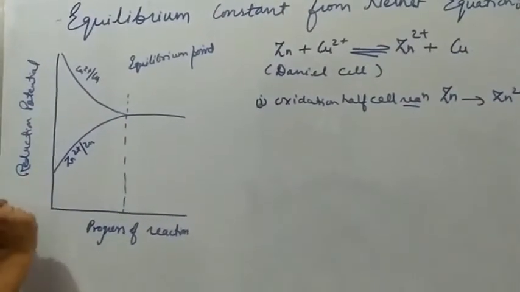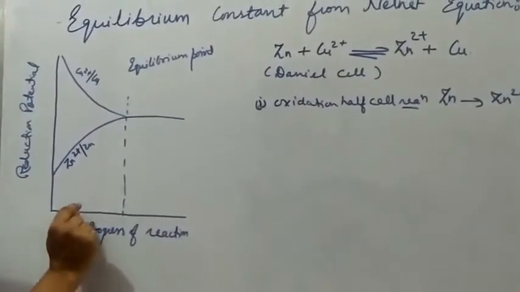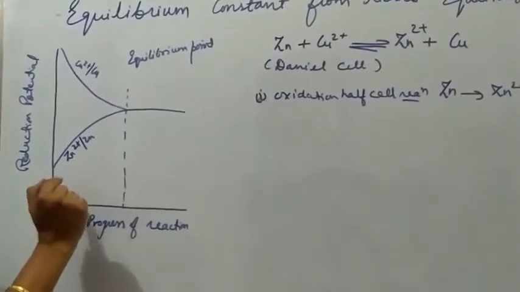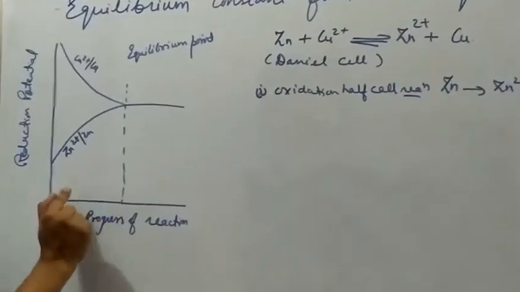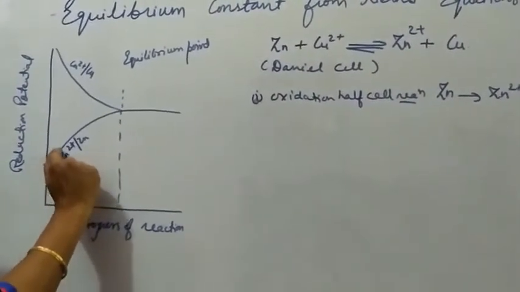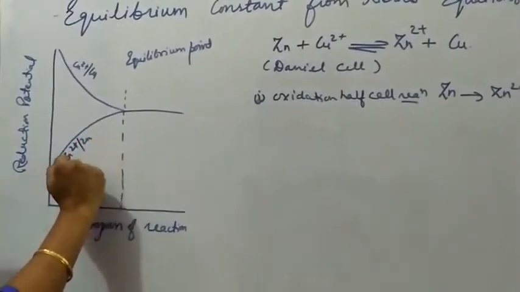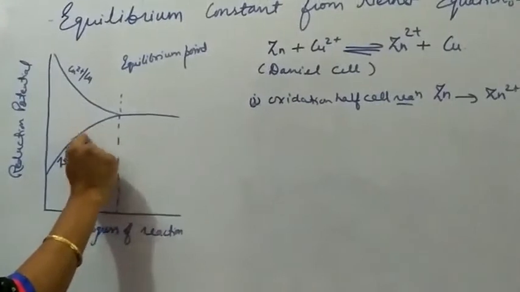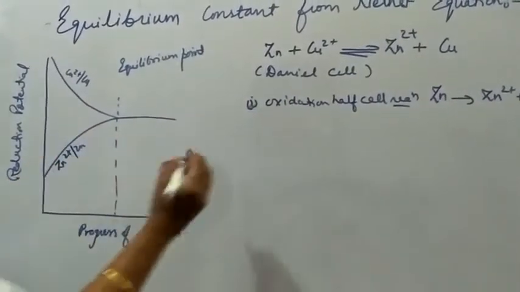Now you can see from the graph that as the reaction proceeds, that is, the oxidation reaction takes place at the anode, there is a gradual and steady increase in the reduction potential value of the zinc electrode. It is increasing.